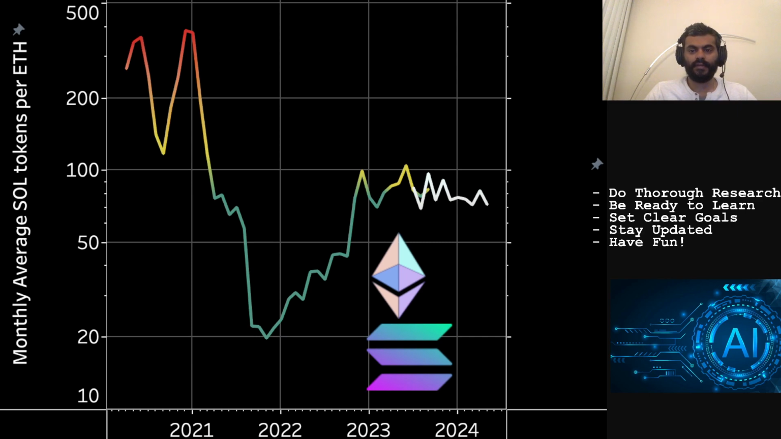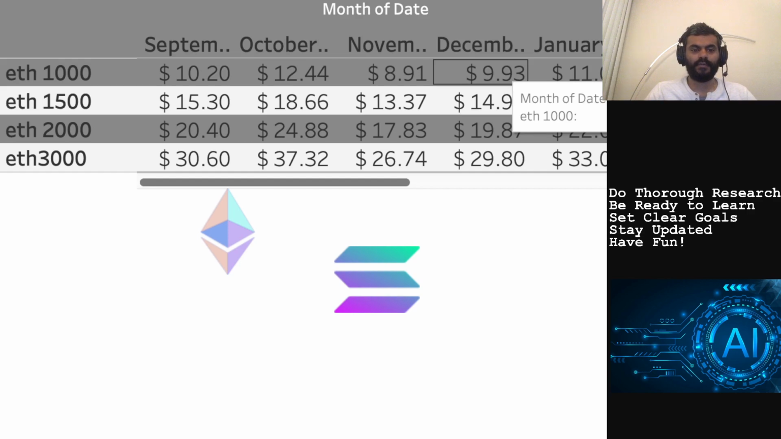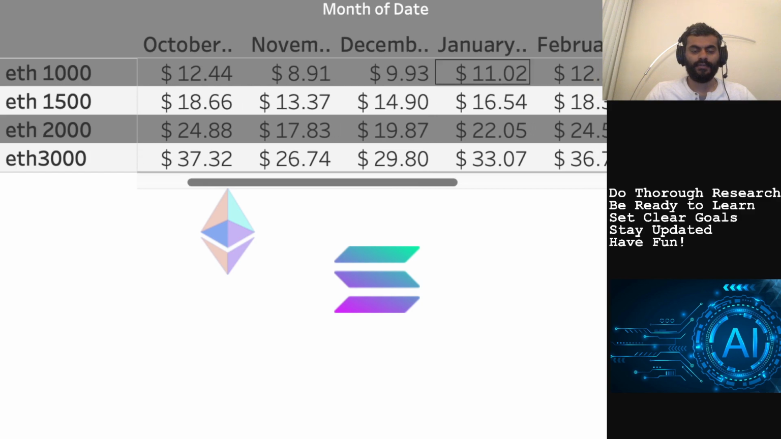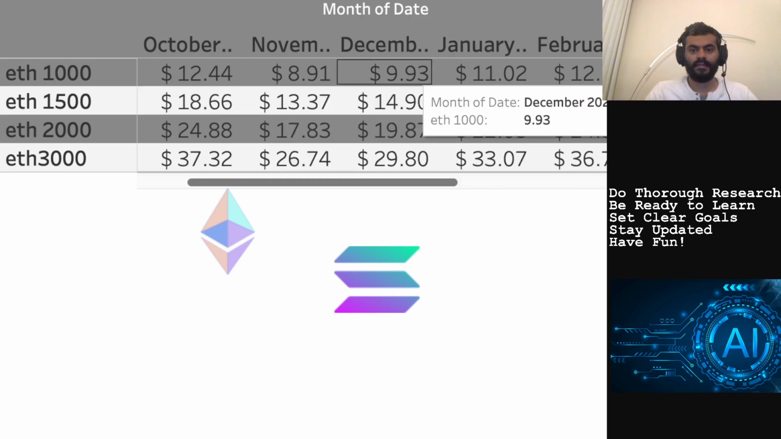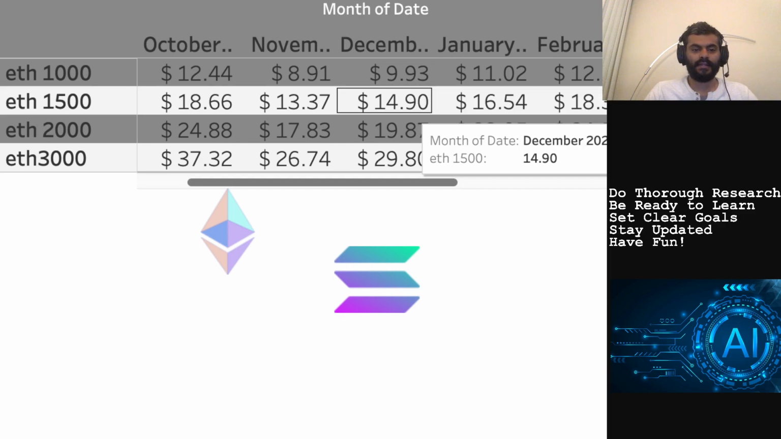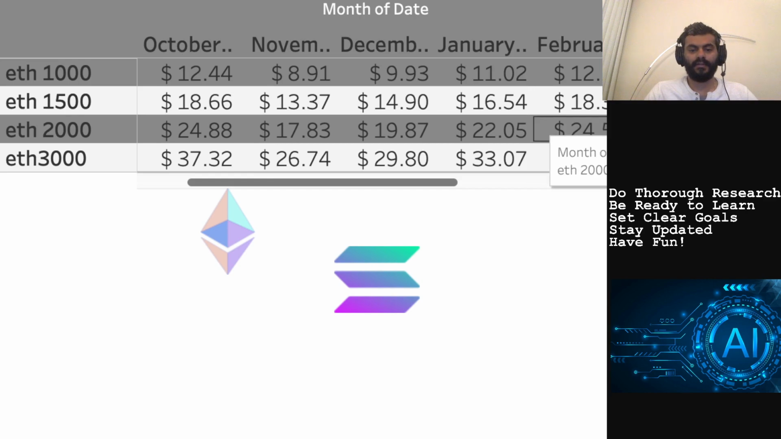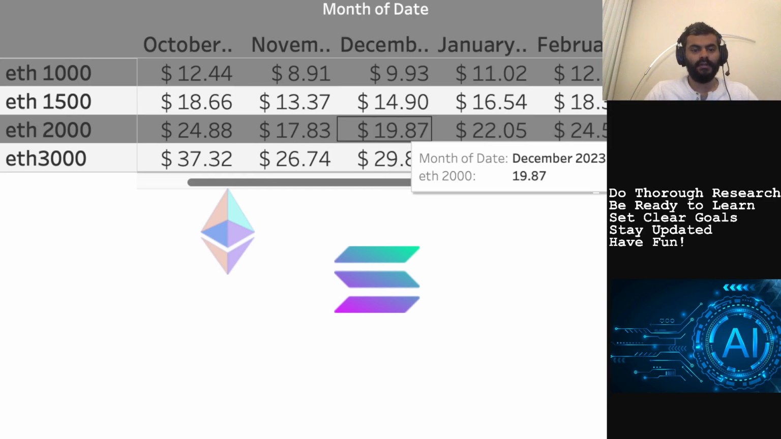Before I conclude, I will just look at four scenarios of Sol price in terms of USD for four scenarios of Ethereum price. So for example, if Ethereum is at any point at $1,000, these are the subsequent Solana prices. With Ethereum at 1,000 in December, Solana would be at $9.93. If Ethereum is at 1,500, then per the AI model, Solana would be at $13 in November. Ethereum at 2K, you get the gist.